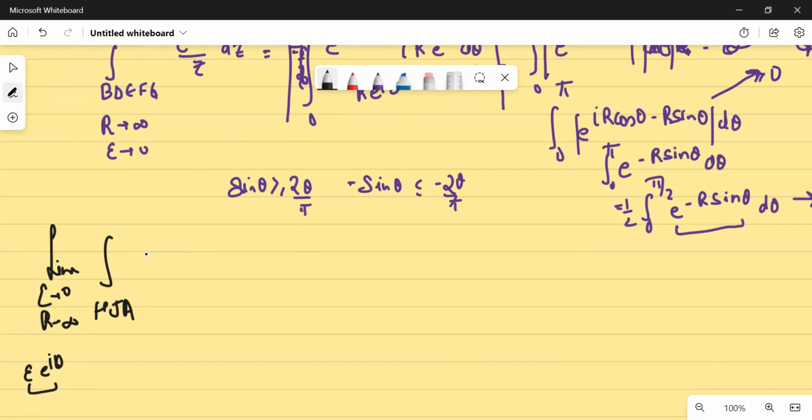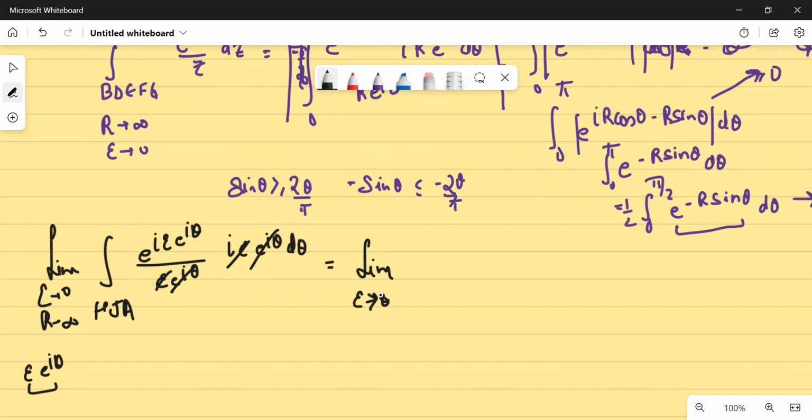So this will become e to the power iota theta divided by epsilon e to the power iota theta, and d z will become iota epsilon e to the power iota theta d theta. Iota theta gets cancelled, epsilon gets cancelled. Okay, this is clear. And this is all I'm evaluating in the limit epsilon tends to 0.